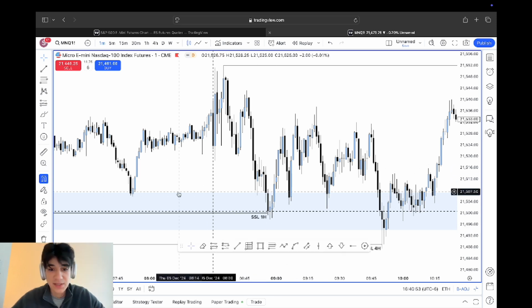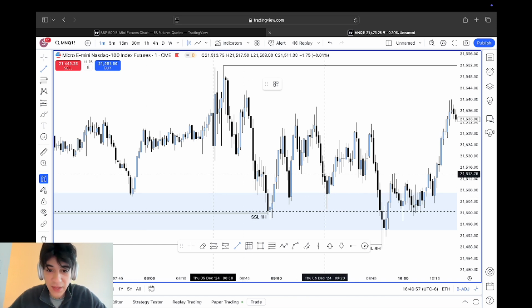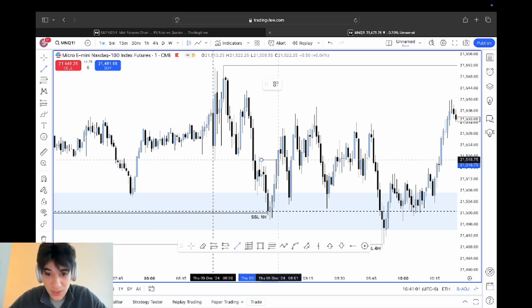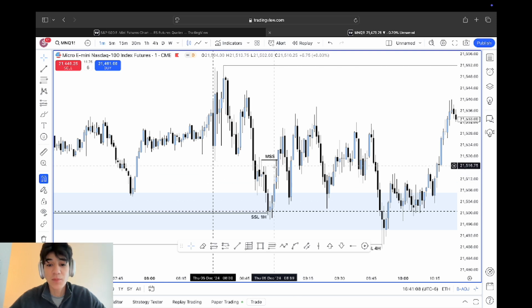And that's when we get into marking out my confluences. First thing I look for is a 1 minute market structure shift. And what that is, a closure above the last manipulated highs or lows. So this is the manipulation leg.